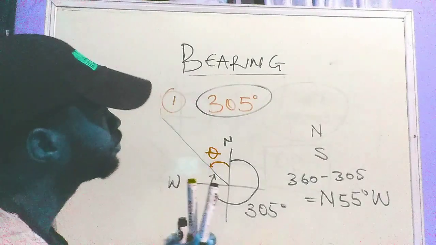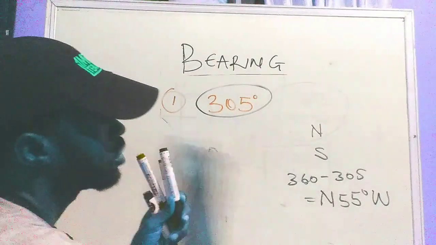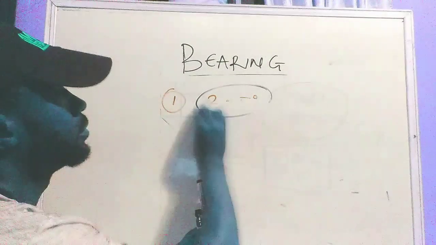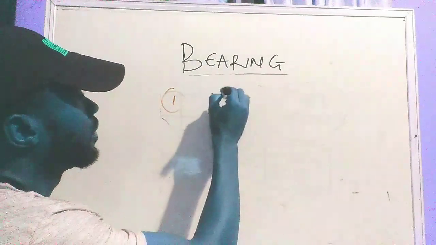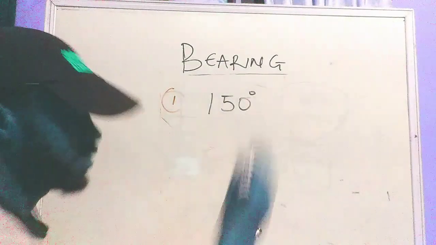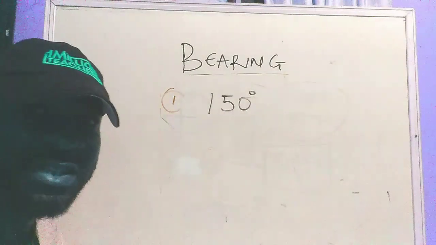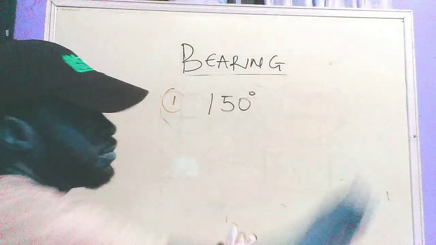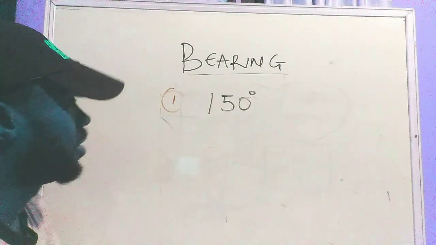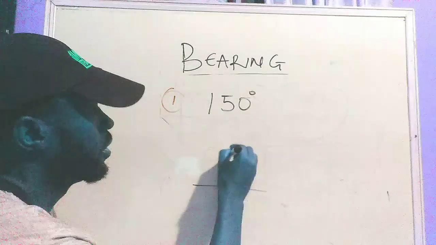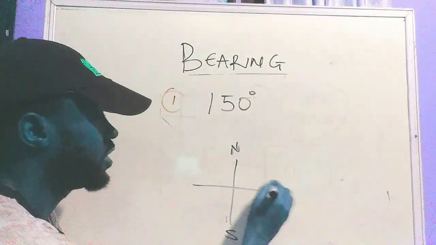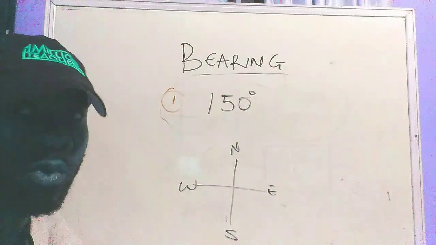Now let's assume you are given 150 degrees and you are asked to convert this to a compass bearing. Diagram will always help you. Okay, I prefer using a diagram. So we have the north, the south, the east, and the west. So let's get our 150.